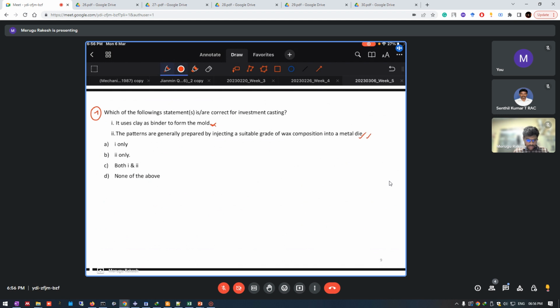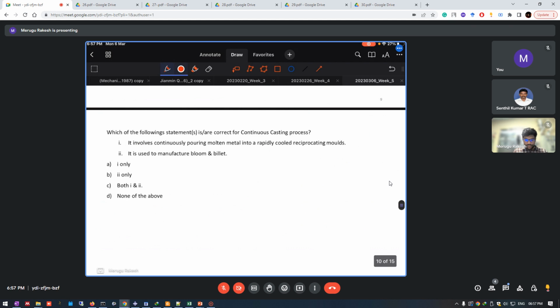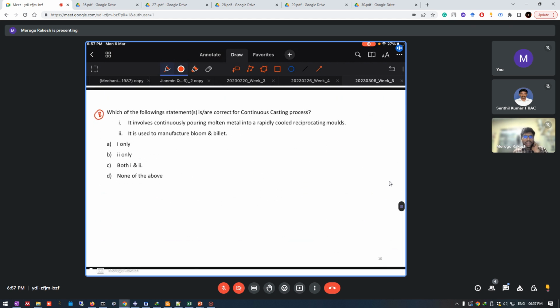The first statement is wrong because we are not using any clay. We are using a ceramic bath or ceramic slurry followed by stucco coating. Some coating will be there. So we are not using clay. So option one is wrong. Only the other is the correct statement. Okay. So this is regarding the continuous casting process.